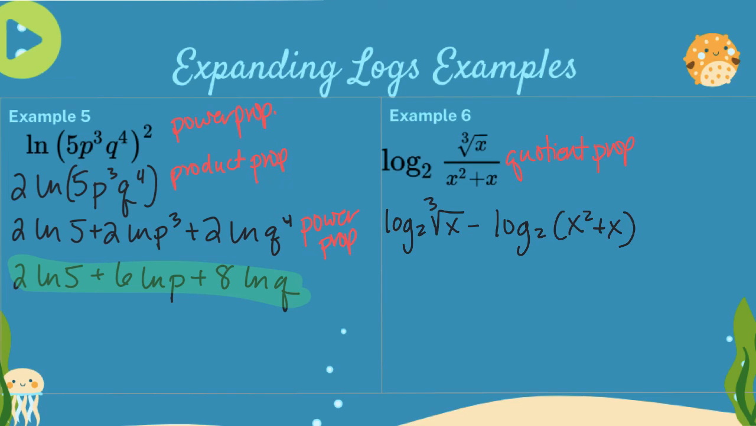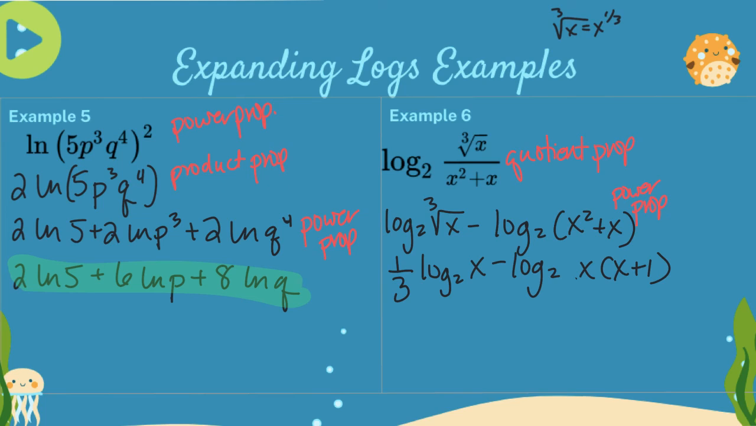Now I can realize that the cube root of x is the same thing as x to the 1/3. So I can use the power property to bring that out front. 1/3 log base 2 of x minus log base 2, and then I can see here that x squared plus x, I can factor an x out of that. x times x plus 1.